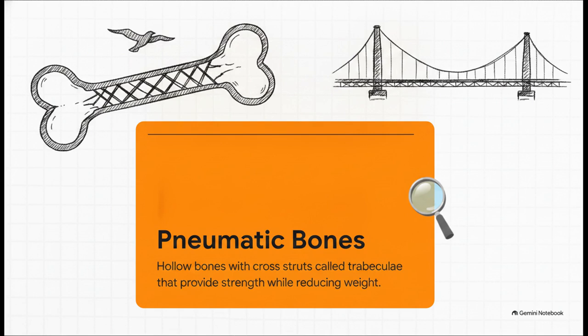Inside, they contain these structural cross struts of bone called trabeculae. Think of these struts kind of like the internal steel scaffolding of a bridge. They provide immense structural strength but dramatically reduce the overall weight of the skeleton. It's an absolutely essential skeletal modification that makes flying possible in the first place.